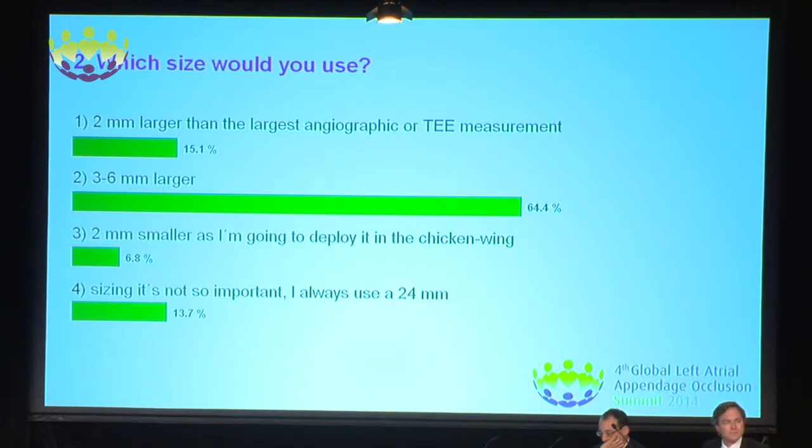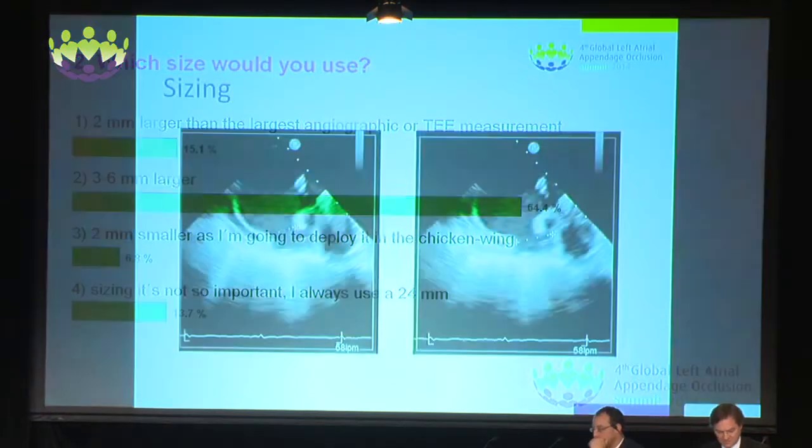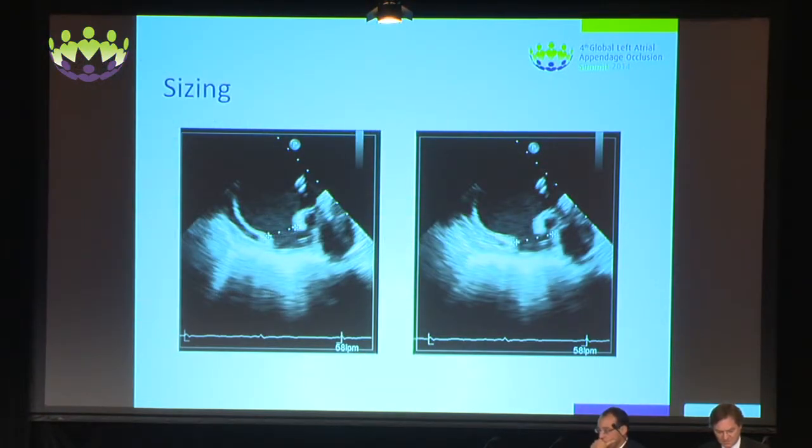So I agree. I think that the idea in this type of chicken wing, difficult chicken wing, is to deploy the device at least partially inside the chicken wing. So we recommend to use a larger device, oversizing from 3 to 6 millimeters larger to the largest measurement in angio or in echo.